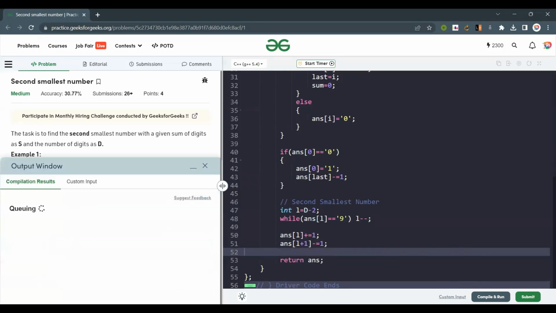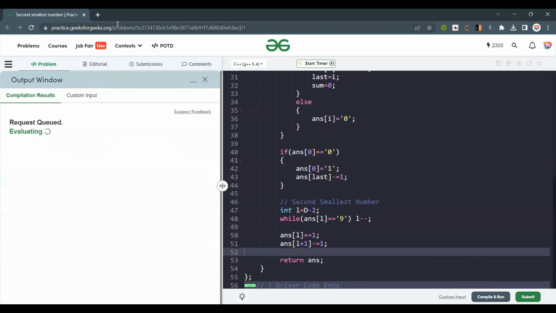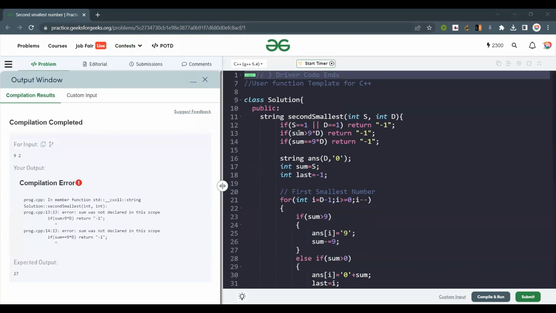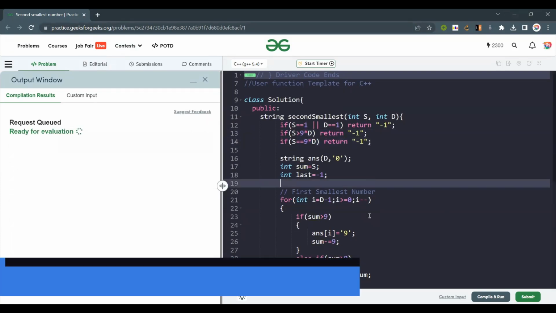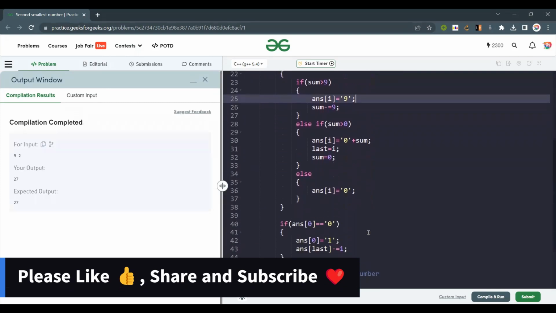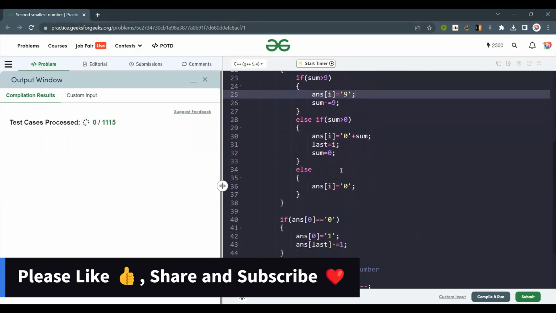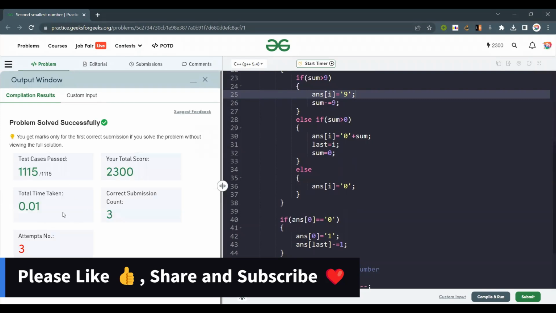Let's compile the code. So here sum is equal to 9. Basically it is S and it is S. Let's check again. Let's submit the code. Yep, and it is running fine.